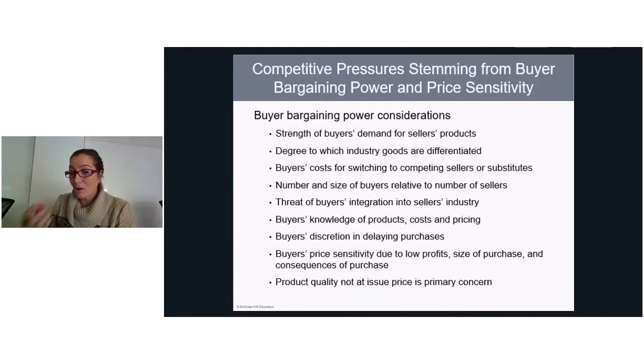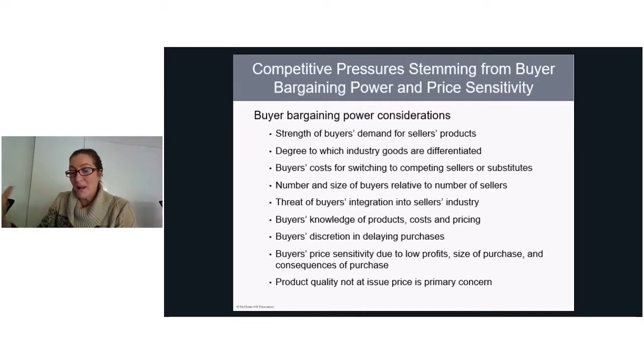The buyer may hold the discretion in terms of delaying purchases, and this will be highly costly for the supplier, especially if they're not doing a just-in-time distribution strategy as we are doing with the drones. What about the buyer's sensitivity? Because they've got a low profit margin.